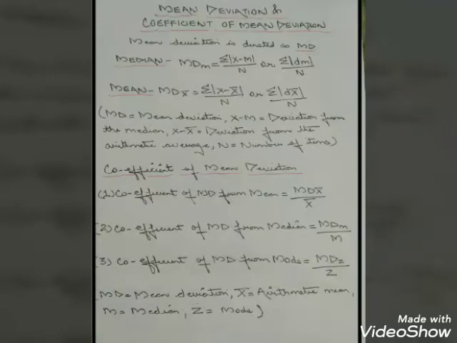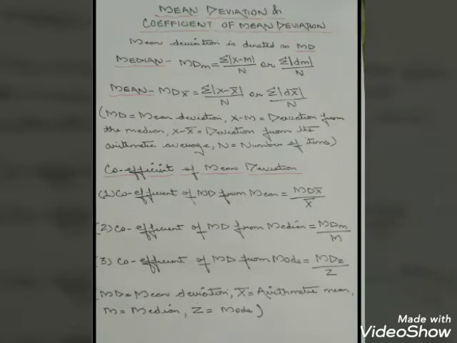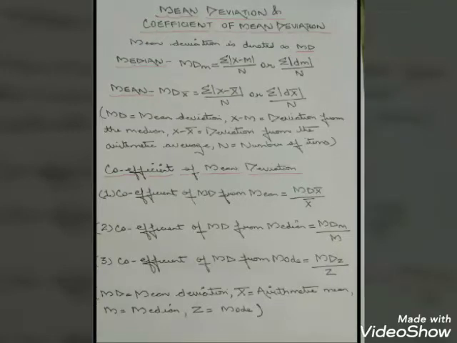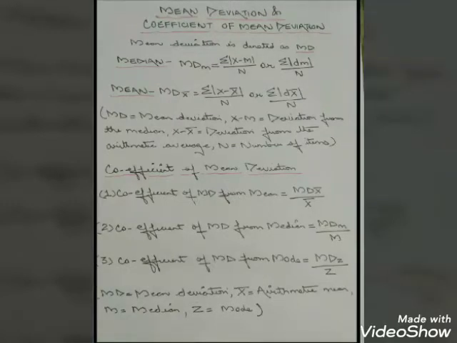Now if you have to calculate the coefficient of mean deviation, first remember that the mean deviation of the series is divided by the central tendency of the series. That means it could be divided by mean, median or mode. If the deviations are taken from arithmetic mean, then the mean deviation is divided by the arithmetic mean. If the deviations are taken from median, then mean deviation is divided by the median. And similarly, if the deviations are taken from mode, then mean deviation is divided by the mode value.